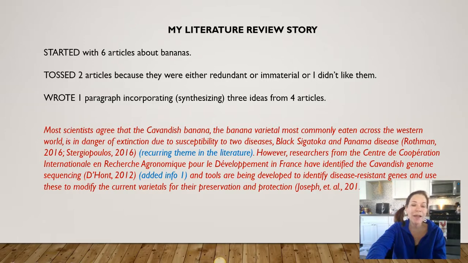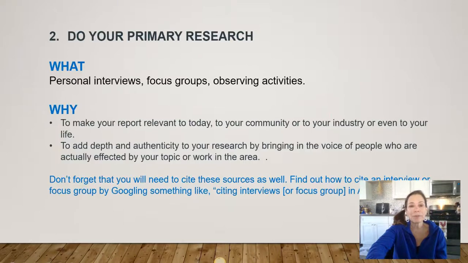Hopefully you understand that I took 4 articles and I found 3 ideas and I wrote them up into 1 paragraph. You might have more information than I do because you are chasing down information on 2 or 3 questions. And that's okay. Your literature review might be one paragraph like mine, or it might be 6 paragraphs. It just depends on what you learned and how you write it up. Okay, so you're done. You've read all your secondary research. You've synthesized it into a literature review, and now you need to do your primary research.